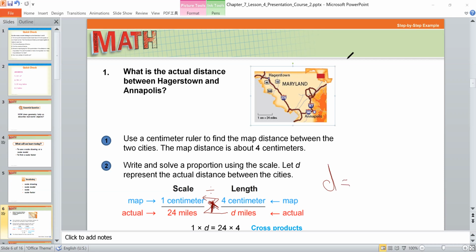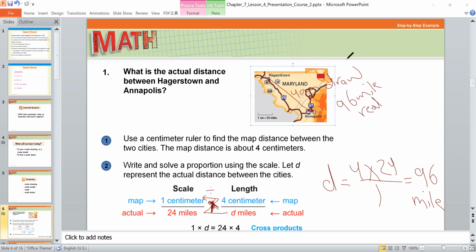D here is equal to 4 times 24 divided by 1. So the result is equal to what? It will be equal to 96 miles. So the distance between these two would be 4 centimeters in the drawing and 96 miles in real. You understand me, my friend, grade 7?